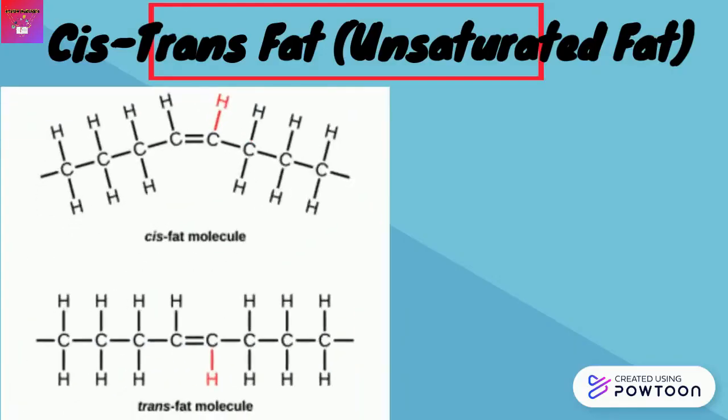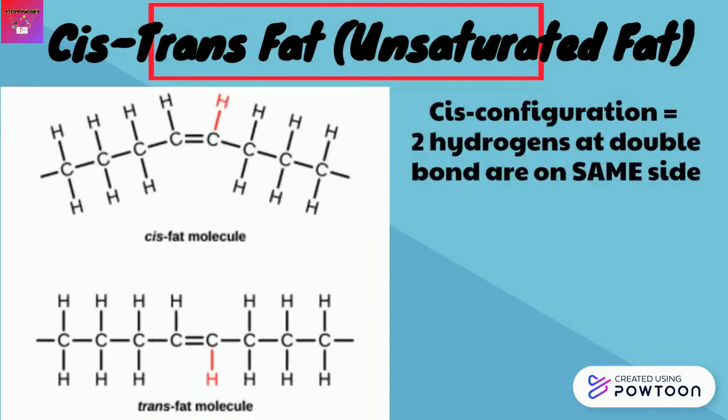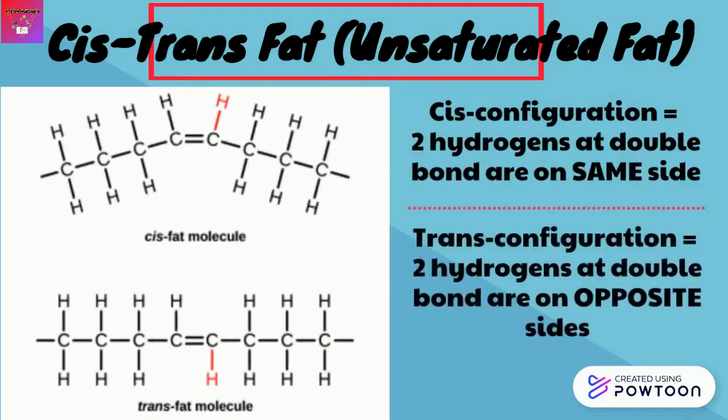Next, unsaturated fat can be subdivided into cis fat molecule and also trans fat molecule. Both fat molecules have double bonds in their hydrocarbon chains, but the difference is cis configuration means two hydrogens at the double bond are on the same side of the molecule, while trans configuration means two hydrogens at the double bond are on the opposite sides of the molecule.